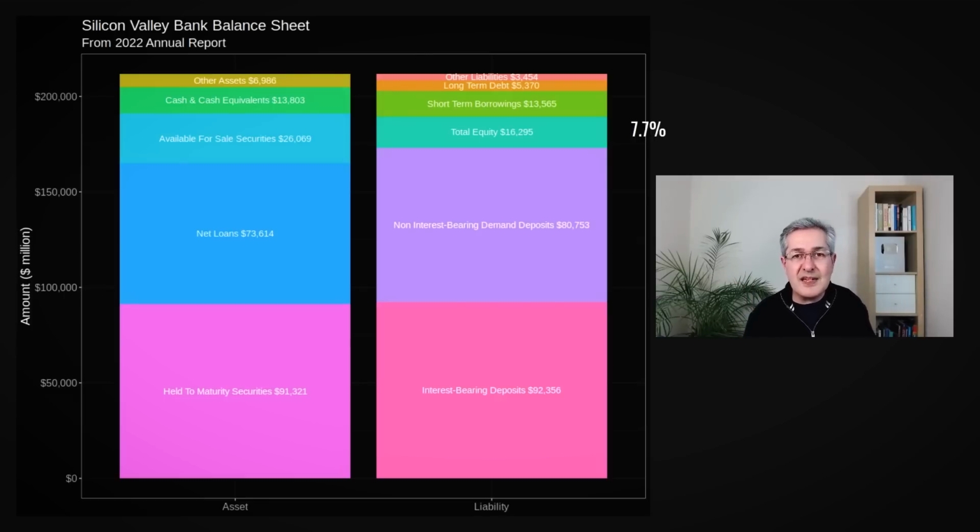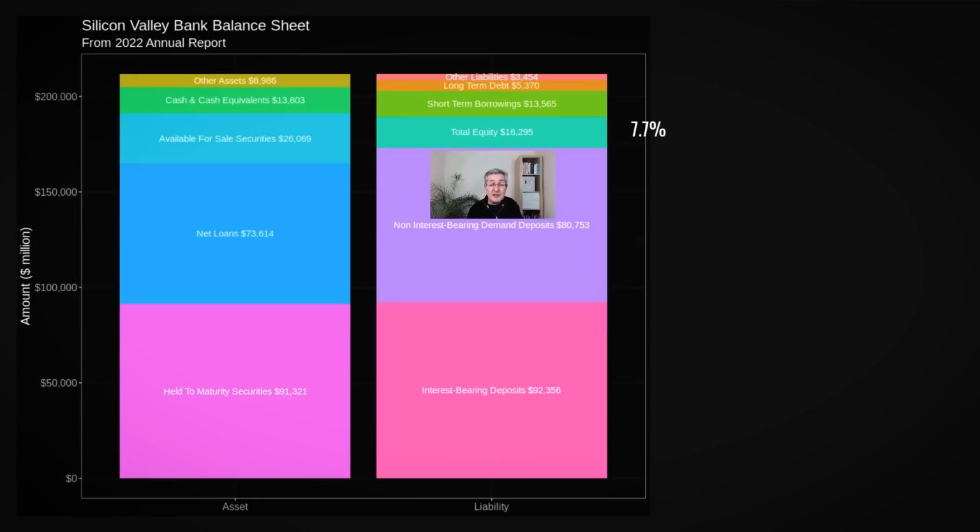What is a balance sheet? Well, it just shows you what assets the bank has. That's the left-hand column, and the assets are used to generate income for the bank and profits. And then the liabilities on the right-hand column are how they funded those assets. Notice that the assets and liabilities are exactly the same size.